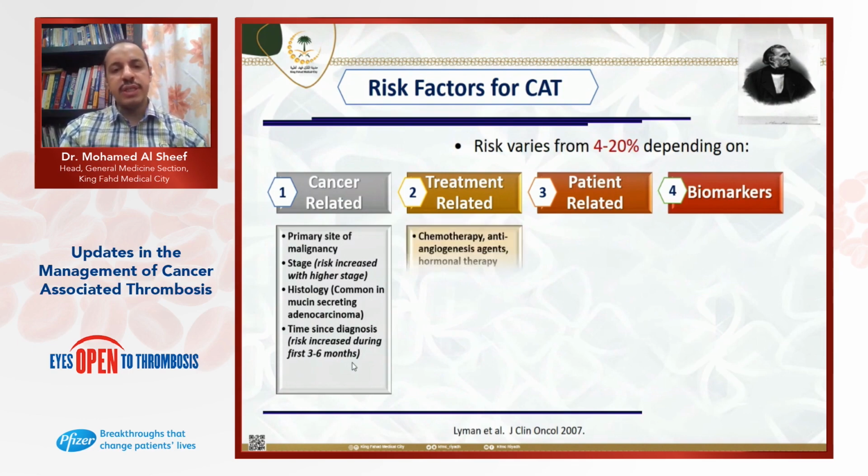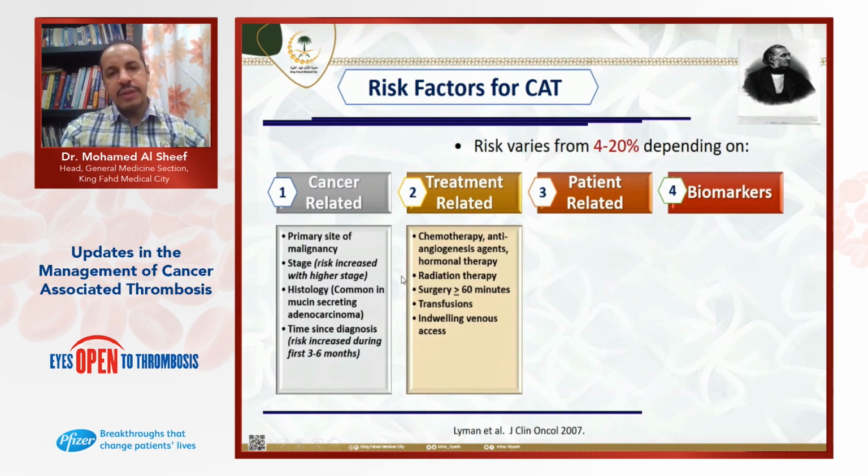Now I'm going to move to the treatment-related. Chemotherapy and anti-angiogenesis agents are important, anti-VEGF is an important risk factor for cancer-associated thrombosis. Also hormonal therapy, which is a mainstay treatment of breast cancer, like tamoxifen, radiation therapy, surgery of more than 60 minutes, and transfusion were also found to be risk factors for VTE in cancer patients, as well as indwelling venous access.